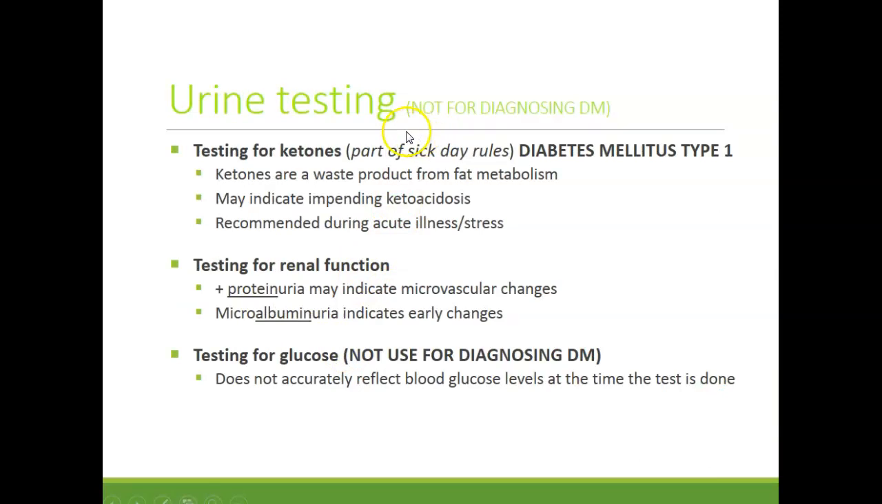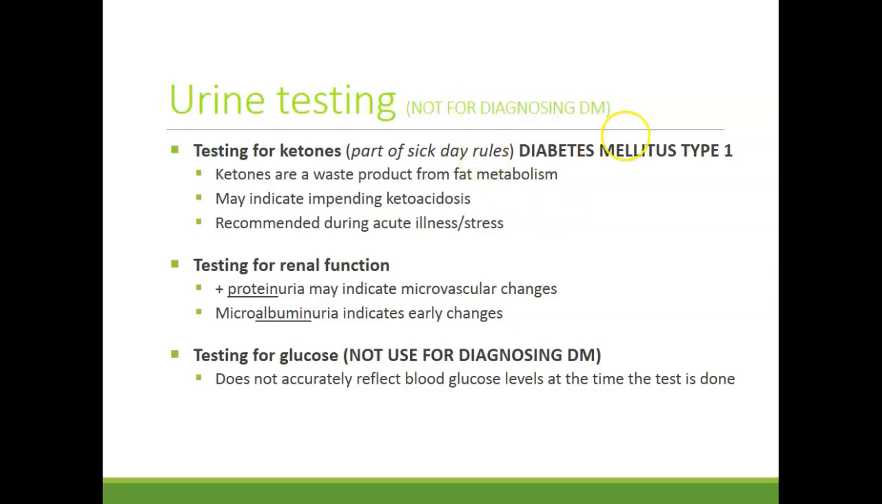Urine testing, not for diagnosing diabetics. What it can be used for: testing for ketones, part of sick day rules for type 1 diabetics. Ketones are a waste product from fat metabolism. It can indicate impending ketoacidosis, and a lot of times patients who have type 1 diabetes should be checking when they are ill or have high levels of stress.